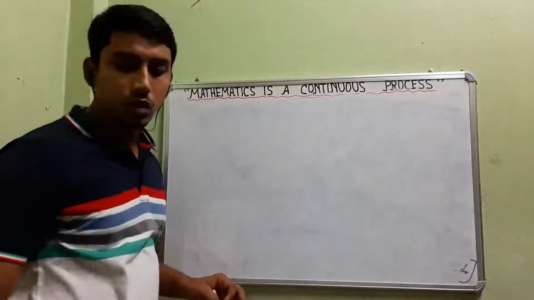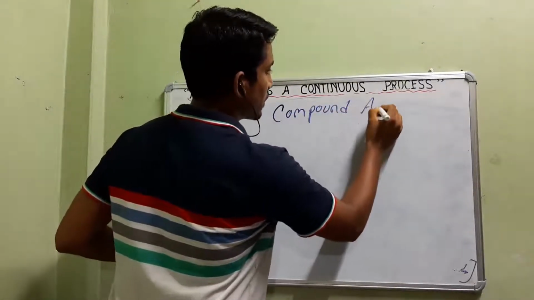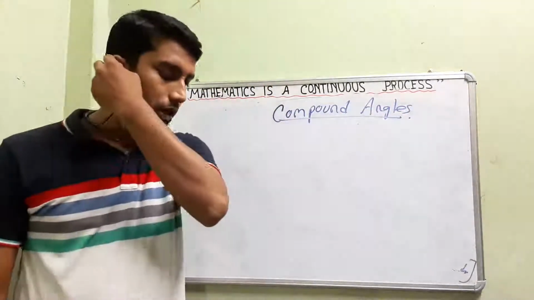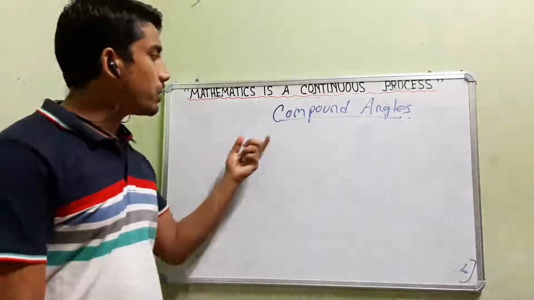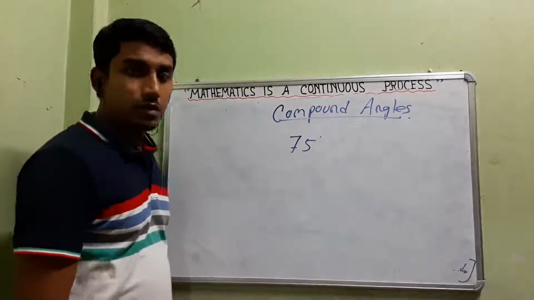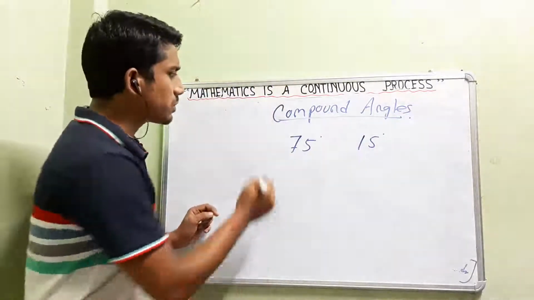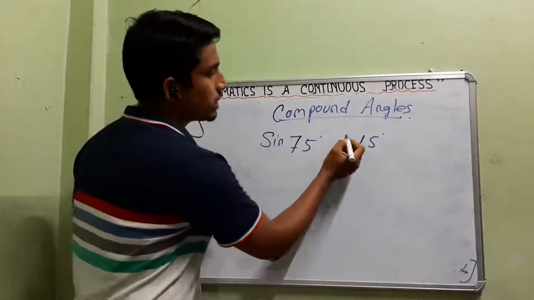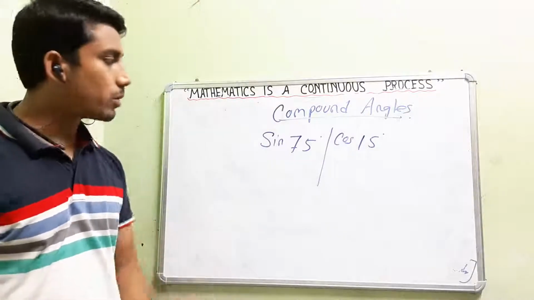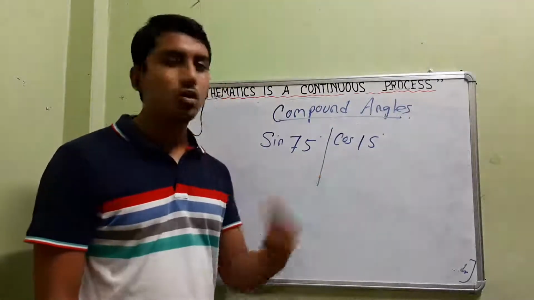I'll try to introduce only the topic. So the topic name is compound angle. We need to know which angles we are supposed to take in the topic compound angles. Compound angle means, suppose you are given 75 degree, or 15 degree, these kinds of acute angles, and we are supposed to calculate the value of sine 75 or cos 15. At that time a problem arises. What type of problem do you see? Sine 75, cos 15, these angles are not obtuse angles.